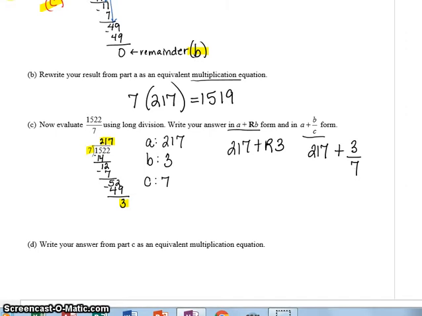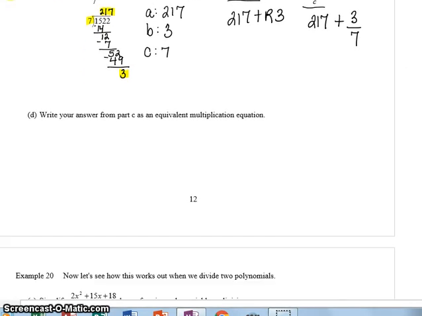All right, part D. Write your answer from part C as an equivalent multiplication equation. All right, well, it's the same as saying I could take 7 and multiply it by 217. But we found out from part A that that's going to be 1,519. But then you'd have to add 3 in. There's your remainder. Okay, that's your remainder right there.